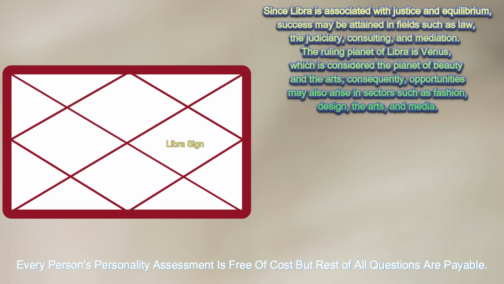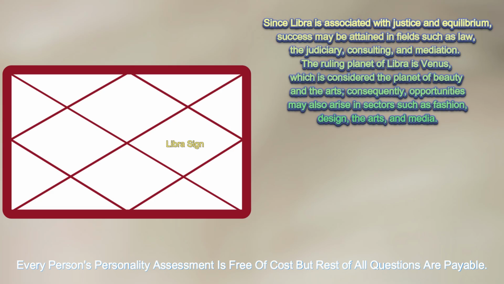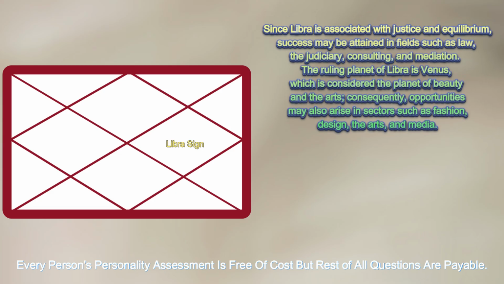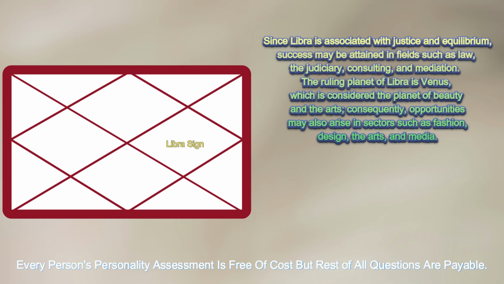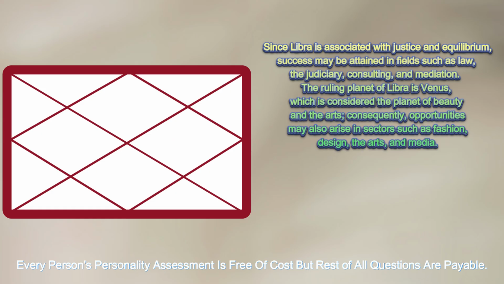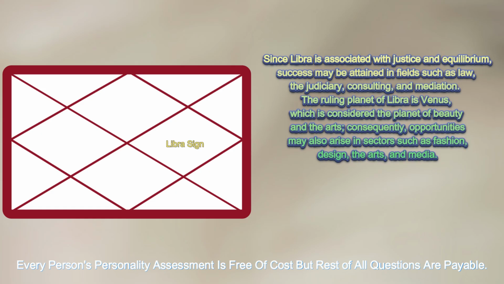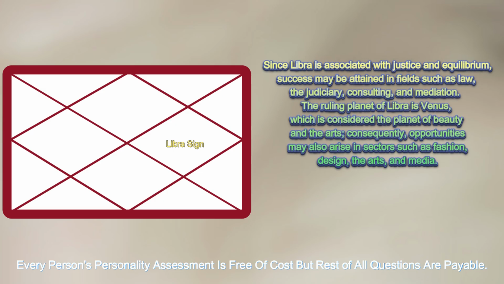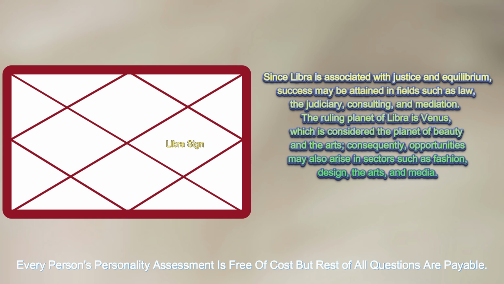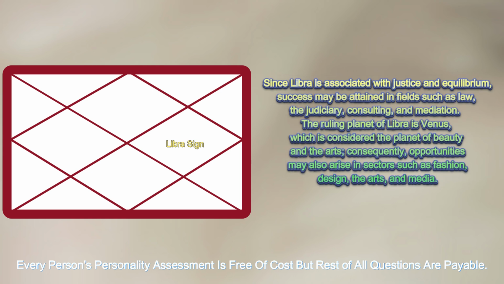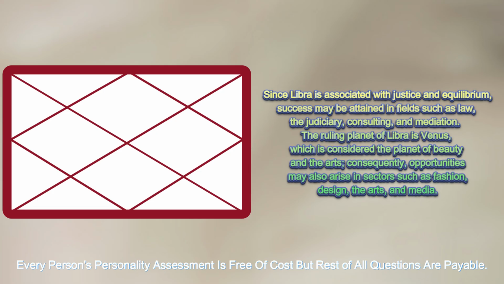Since Libra is associated with justice and equilibrium, success may be attained in fields such as law, the judiciary, consulting, and mediation. The ruling planet of Libra is Venus, which is considered the planet of beauty and the arts. Consequently, opportunities may also arise in sectors such as fashion, design, the arts, and media.